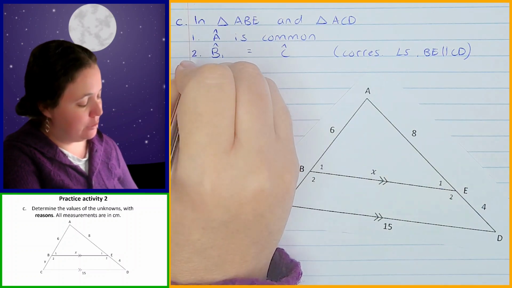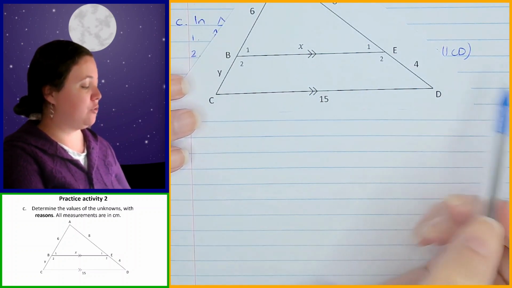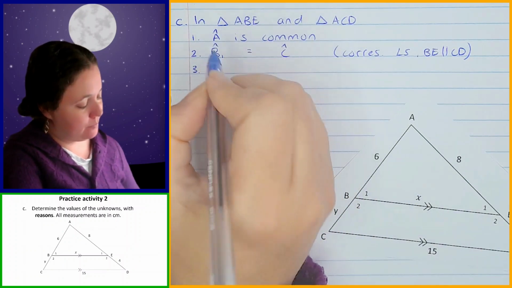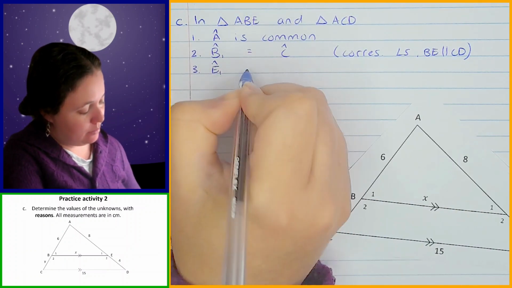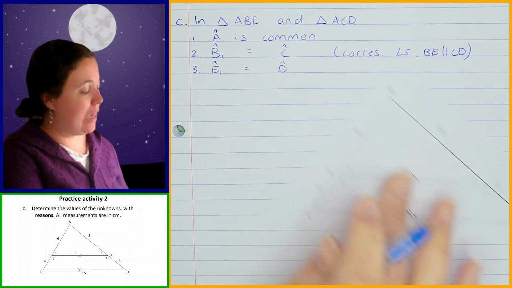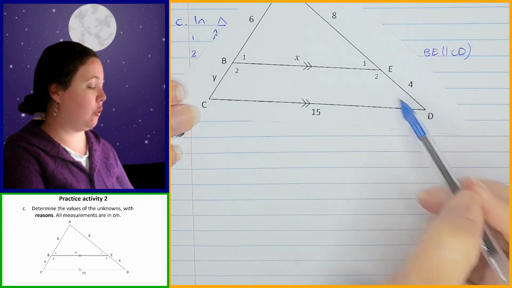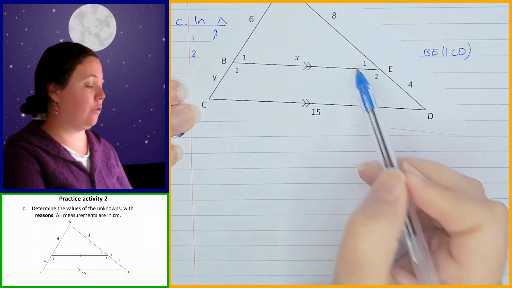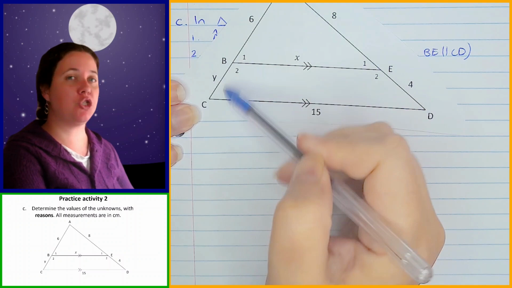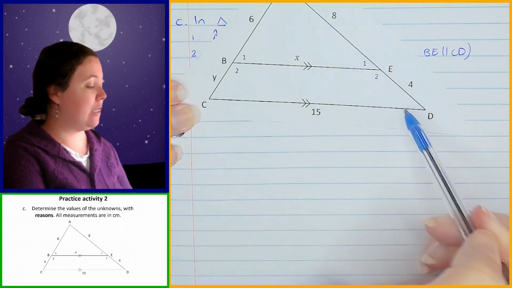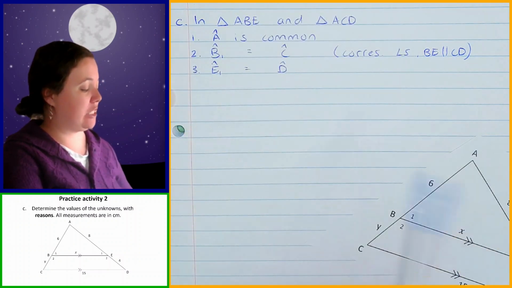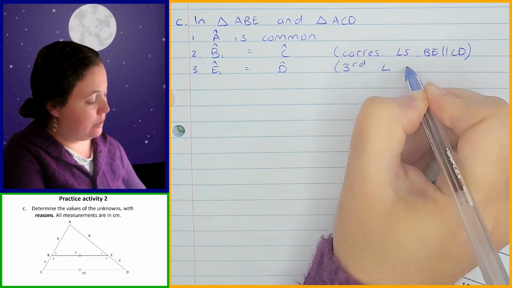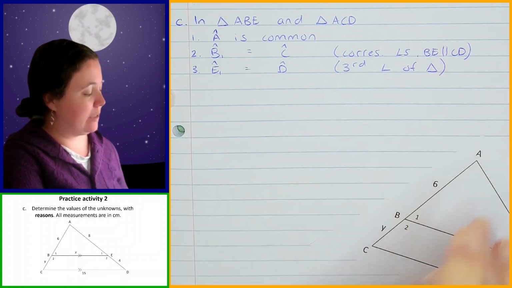Okay, and then my third statement is going to be that angle E1 is equal to angle D. Now I can use the same reason that they are corresponding with these two lines parallel, or I can say that they are equal by default because the other two angles in the two triangles are equal, then the third angle in each triangle has to be equal as well. So I'm going to say over here, third angle of triangle.